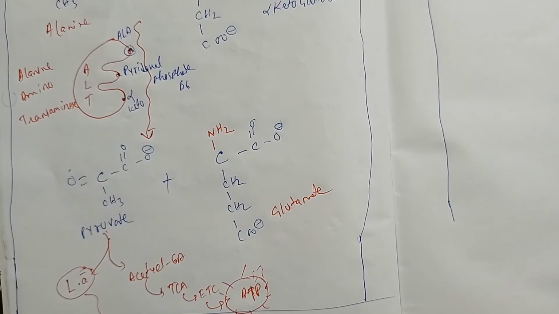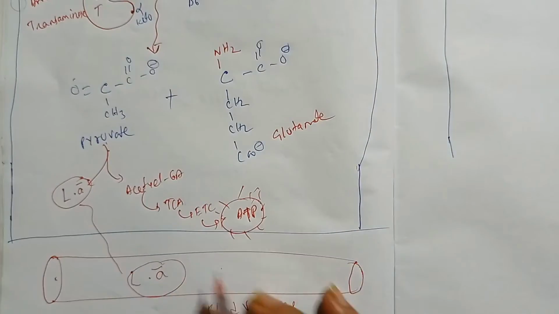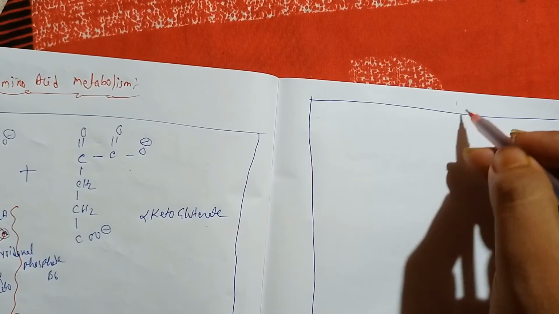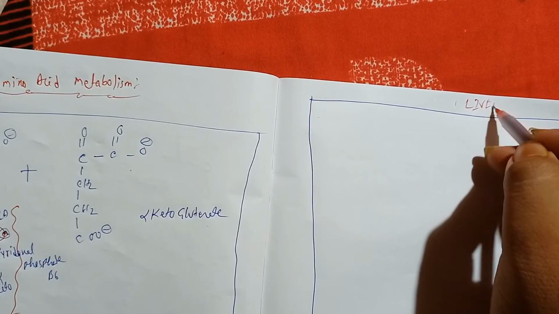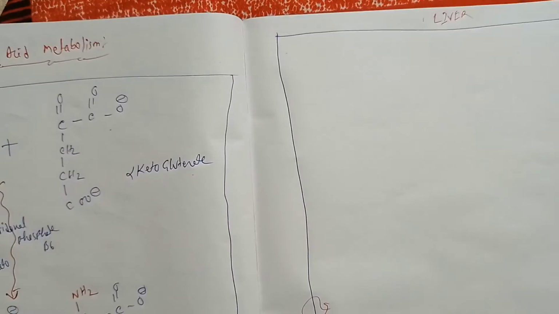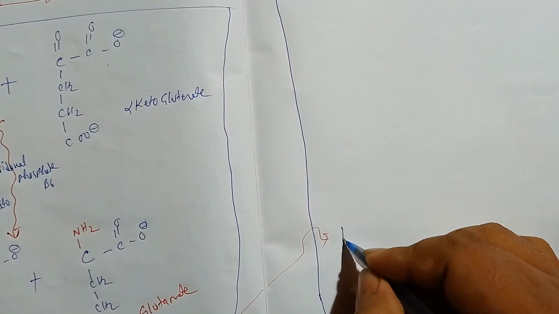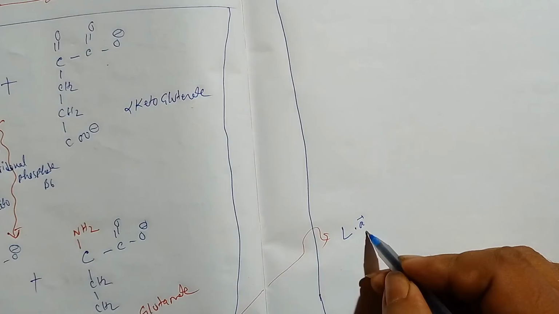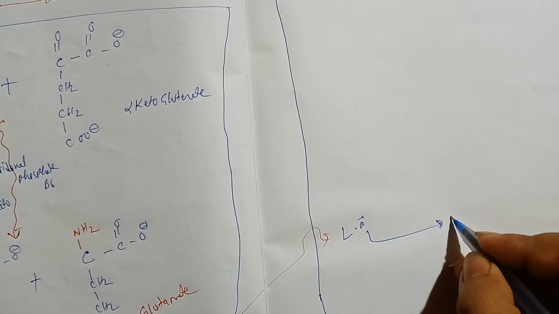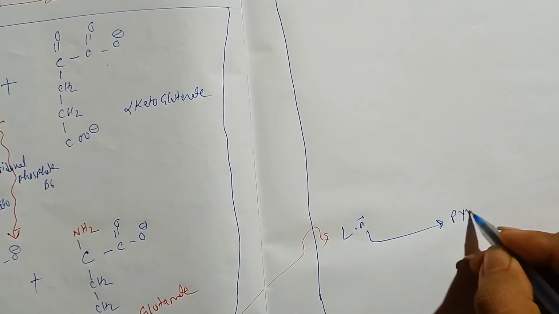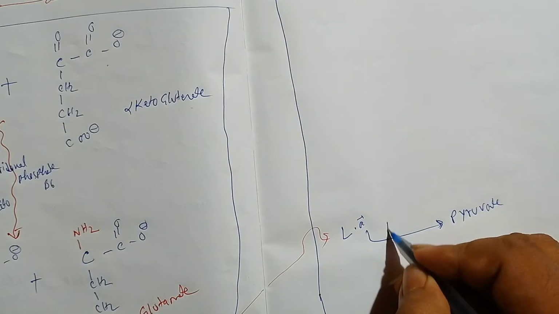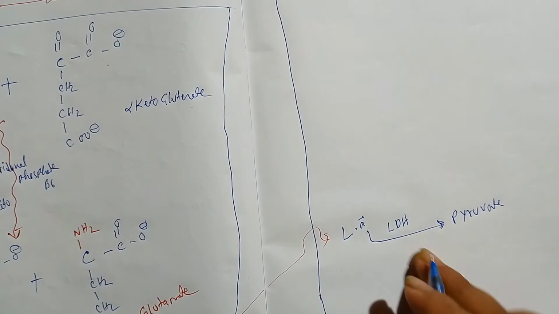Now this lactic acid within the blood vessels will go to the liver. It will come within the liver or hepatocyte cells. Within the liver, the lactic acid will be converted again into pyruvate by the enzyme lactic acid dehydrogenase.